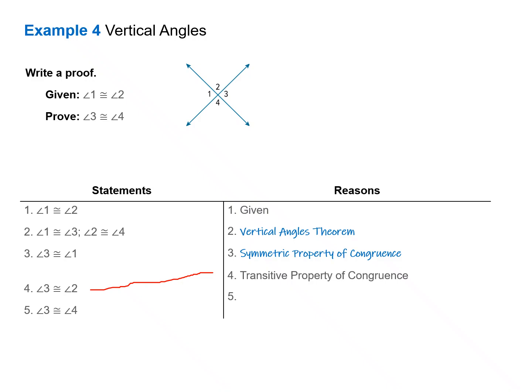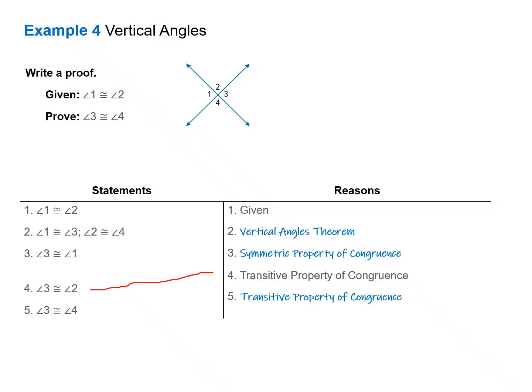Well, we take a look above. Angle 2, is there any way that we can say angle 2 and angle 4 are the same? Yes, it appears there. Angle 2 is congruent to angle 4. So we can substitute angle 2 with angle 4, and we have the transitive property of congruence.